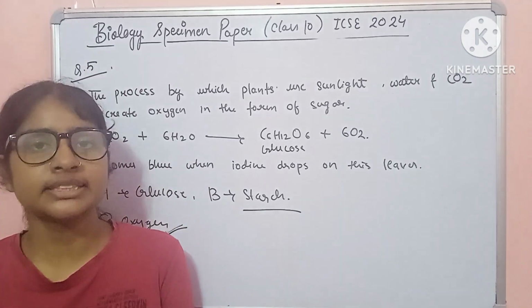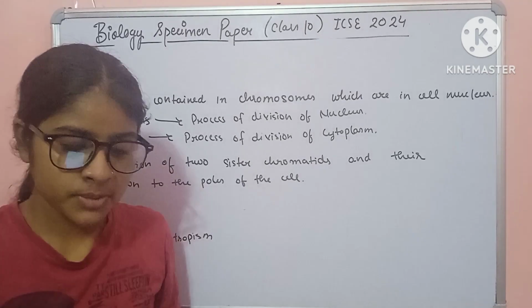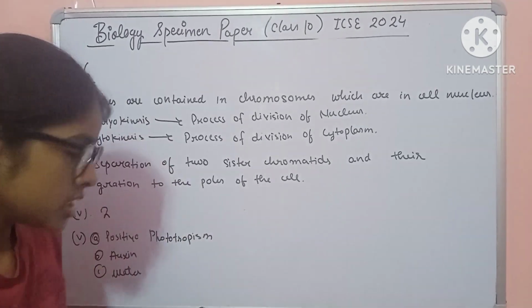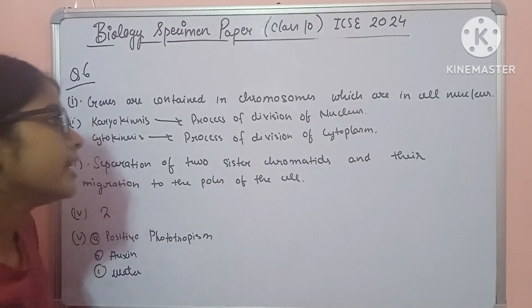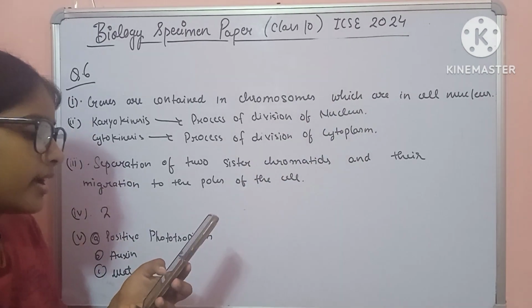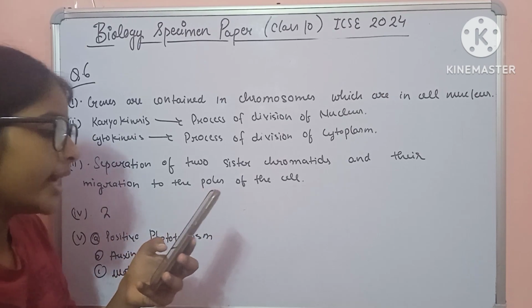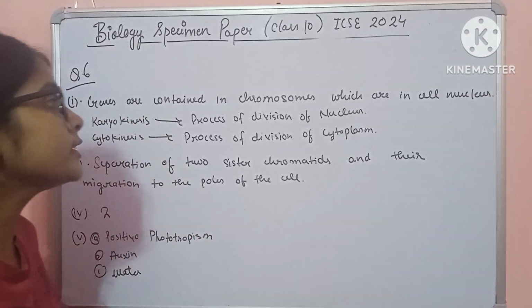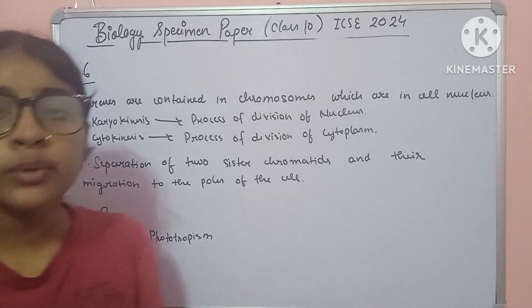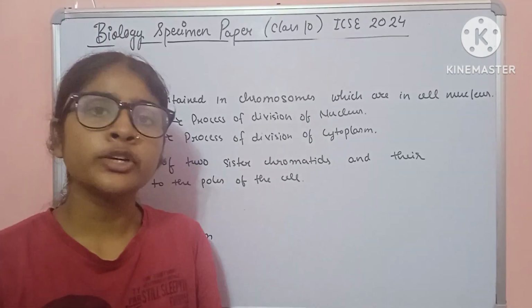Now see question number 6. Question number 6, first part: give the exact location of genes. Genes are contained in a chromosome, which is in the cell nucleus. Okay. Differentiate between karyokinesis and cytokinesis. Karyokinesis is the process of division of the nucleus, but cytokinesis is the process of division of the cytoplasm.